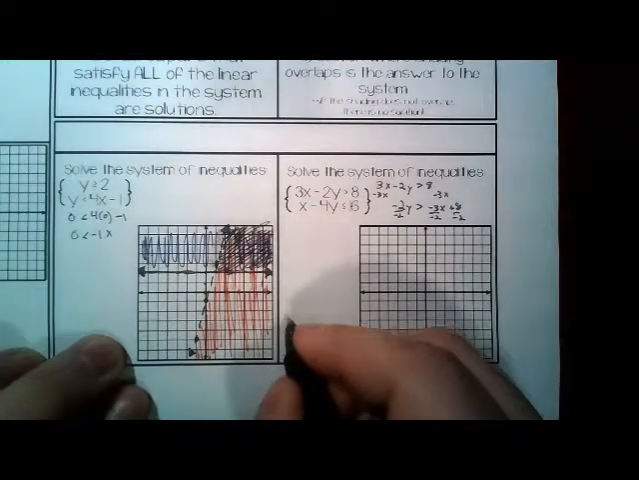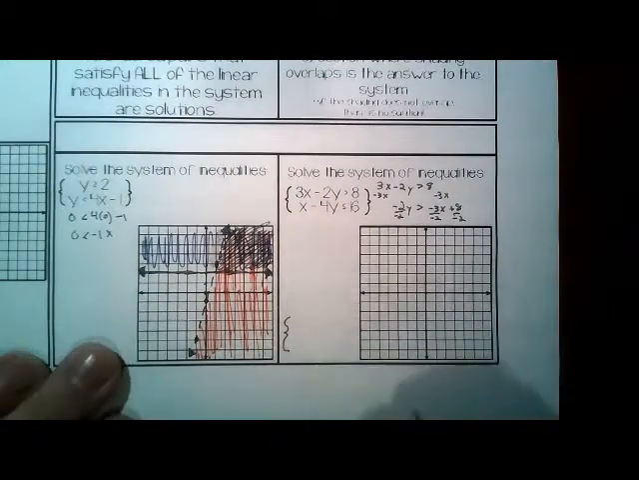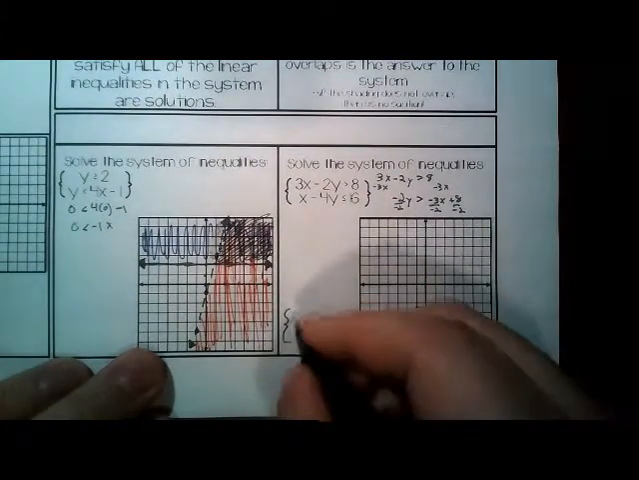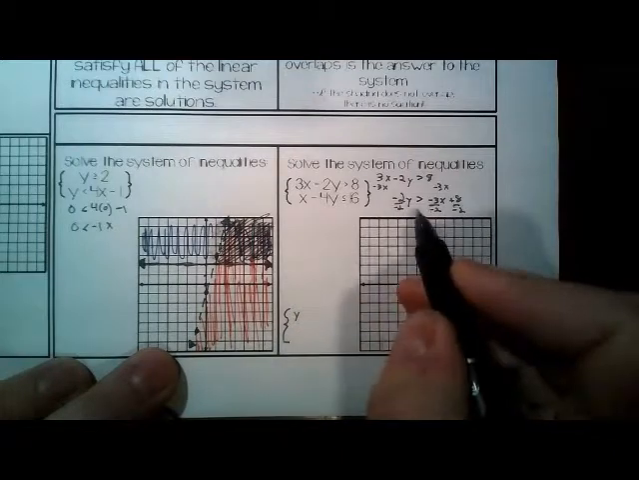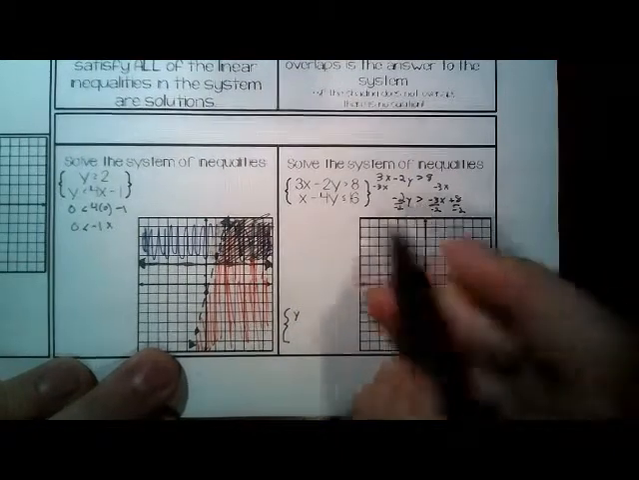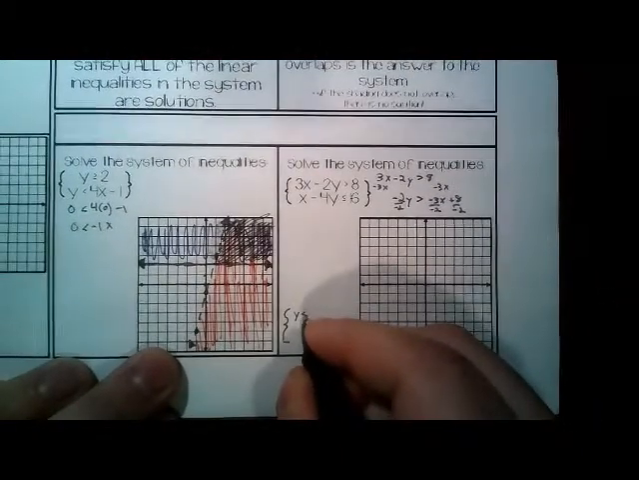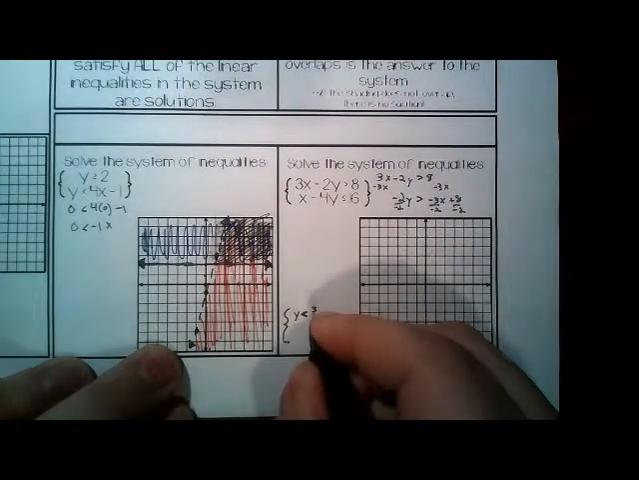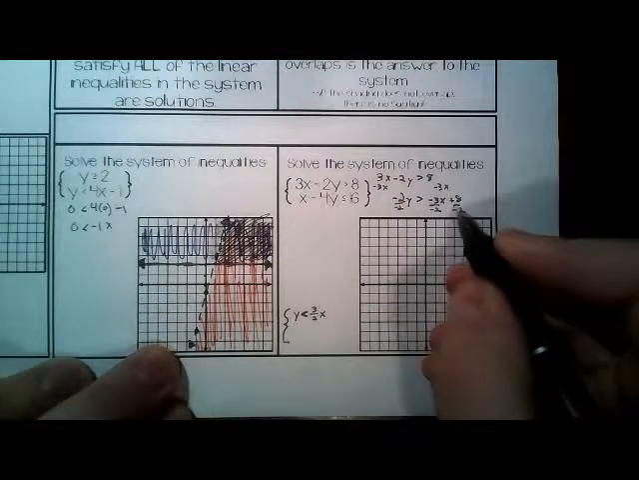In that first equation, I'm going to write it down here so I have some more space. My first equation changes into y is less than, because I have to flip-flop that, 3 over 2 x minus 4.